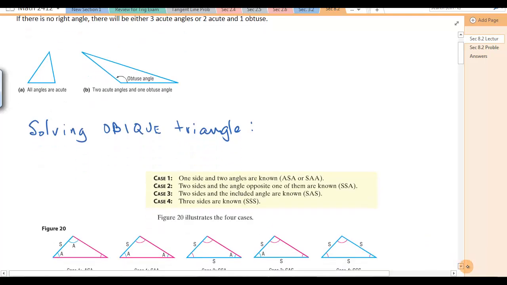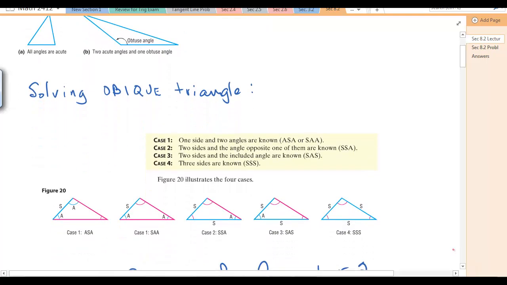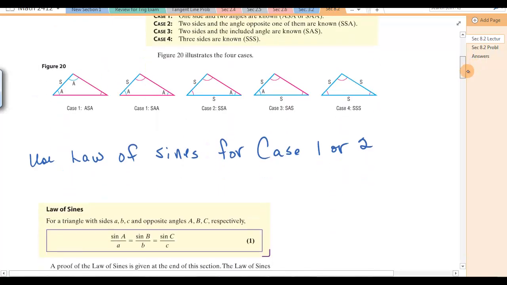you have 4 cases actually. Case 1, you're given one side and 2 angles. Case 2, you get 2 sides and the angle opposite one of them. Then there's 2 other cases, case 3 and case 4, and I've just given you some notes that show you that. We're going to really focus on these 2 right here in this section for most of it. So let's look at a couple of examples.